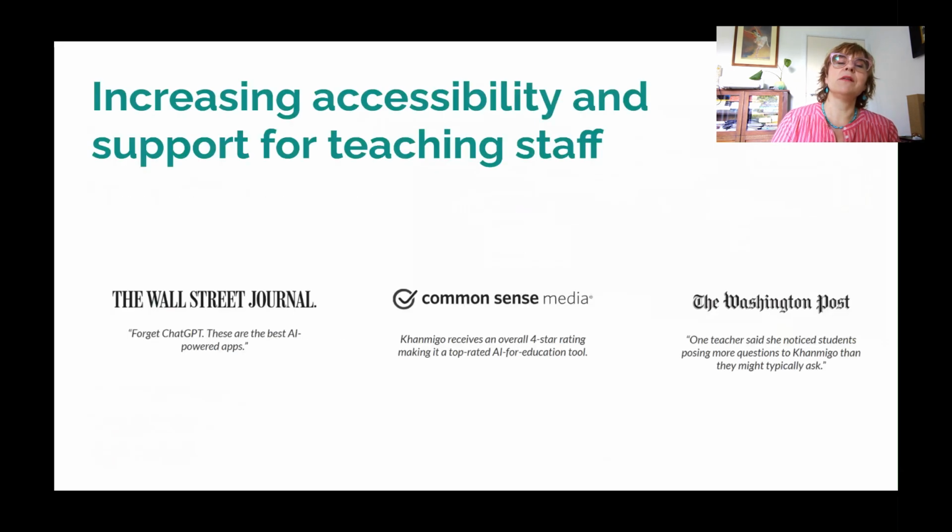The thing I'm most interested in about is increasing accessibility and support for teaching staff. As one teacher said, she knows students posing more questions to Khanmigo than they might typically ask. I've heard metrics of around about reducing teacher load in terms of class preparation around about the quarter mark, meaning that they can spend more time focusing on student time.